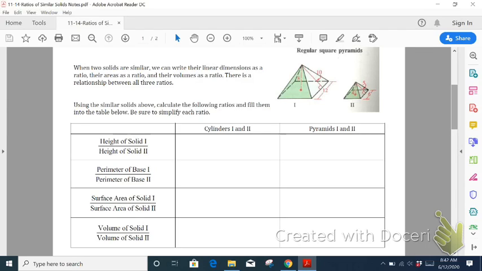Okay, so let's look at that again. Let's look more into similar solids. When two solids are similar, we can write their linear dimensions as a ratio, their areas as a ratio, and their volumes as a ratio. There is a relationship between all three ratios. Using the similar solids above, calculate the following ratios, then fill them in on the table below. Be sure to simplify each ratio. If you want to try that right now on your own, please do so. Then you can pause the video, and when you unpause it, I'll talk through each answer.